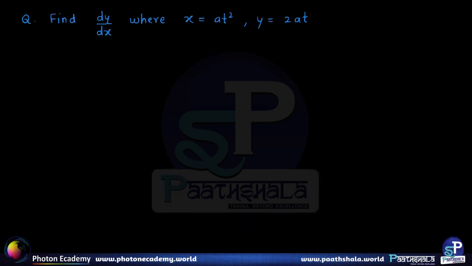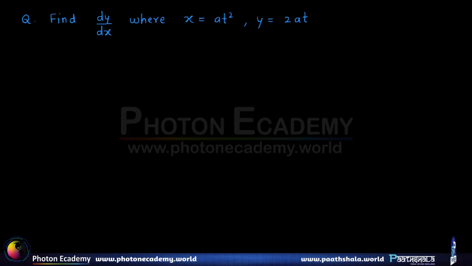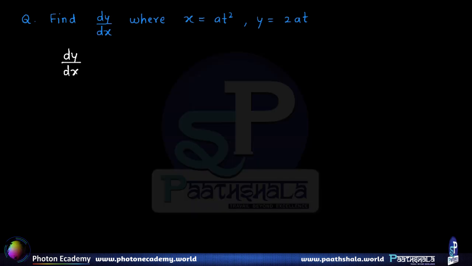Alright, here is the first question, that is find dy by dx where x is given by at square and y is given as 2at. Now here as per the convention we have to consider t as the parameter, and a is to be treated as a real constant. Right. So therefore let us first write the formula as we know, that is dy by dx is given by dy by dt whole divided by dx by dt.